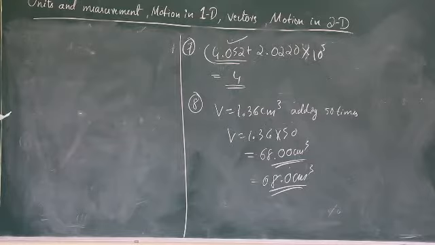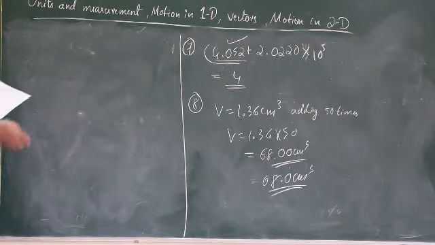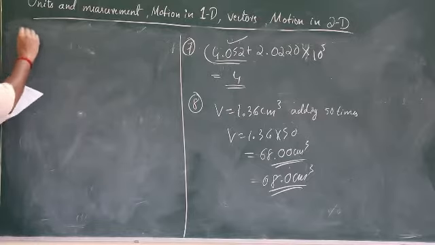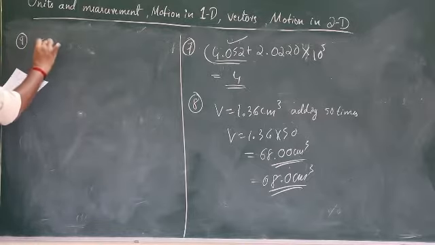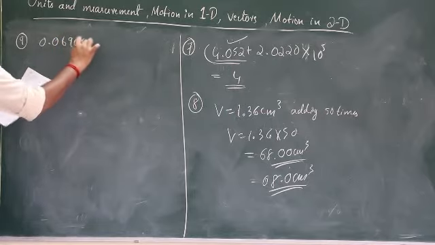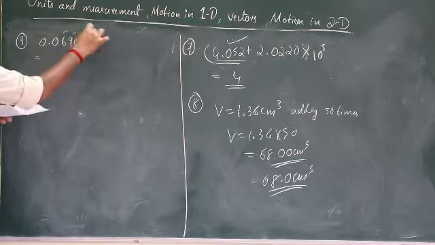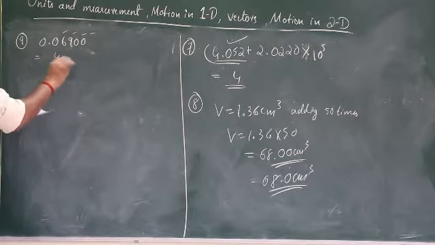Next question, question number 9. Number of significant figures in 0.06900. The leading zeros are not significant. 1, 2, 3, 4. So the answer is 4.